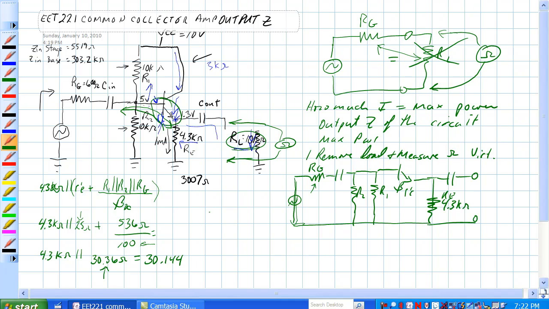So in reality, this RL could be as low as 30.144 ohms to have maximum power transfer.